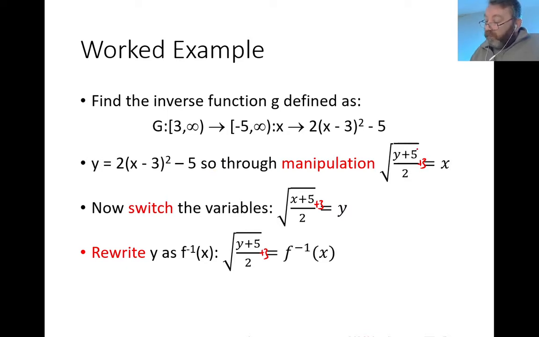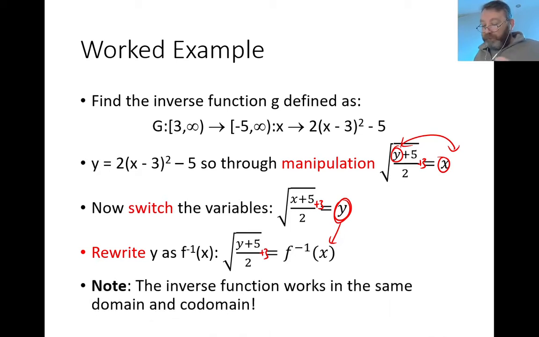The square root of y plus 5 over 2 plus 3 equals x. Now, swap the position of x and y. That's the key thing. Swap these two around. And when you swap them around, you get x plus 5 over 2 plus 3 equals y. And finally, replace the y with the inverse function symbol, f minus 1 of x.